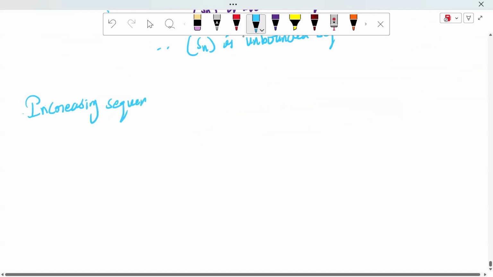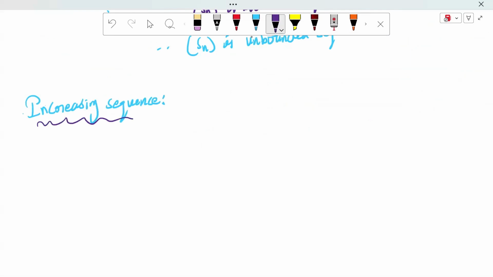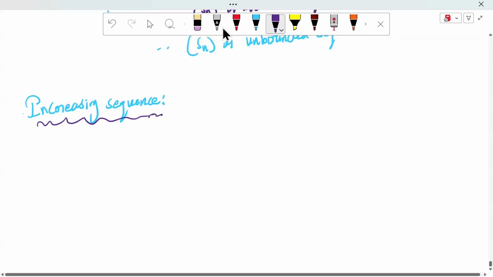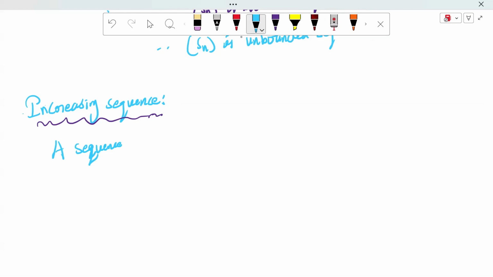Increasing sequence. What is the increasing sequence? ఆరోహణ అనుక్రమము అని చెప్తాం సార్, ఇంక్రీజింగ్ సీక్వెన్స్. A sequence is nothing but numbers arranged in a systematic order. So sequence.